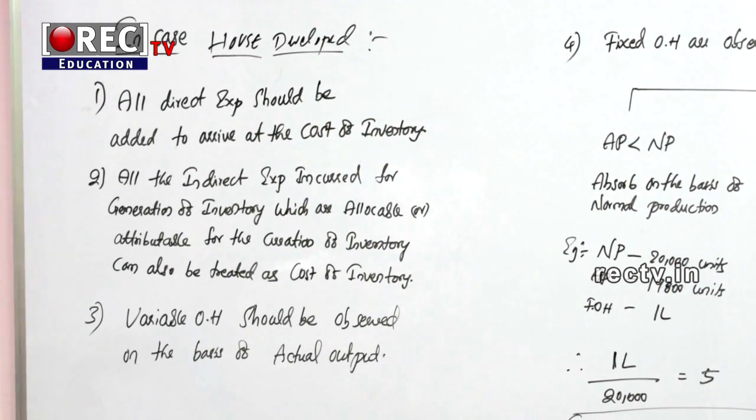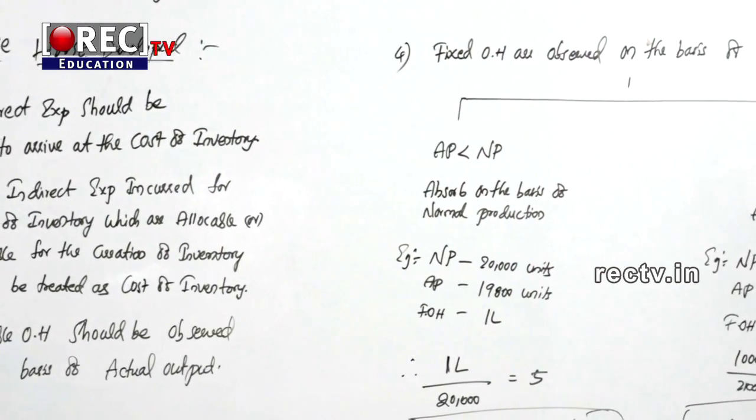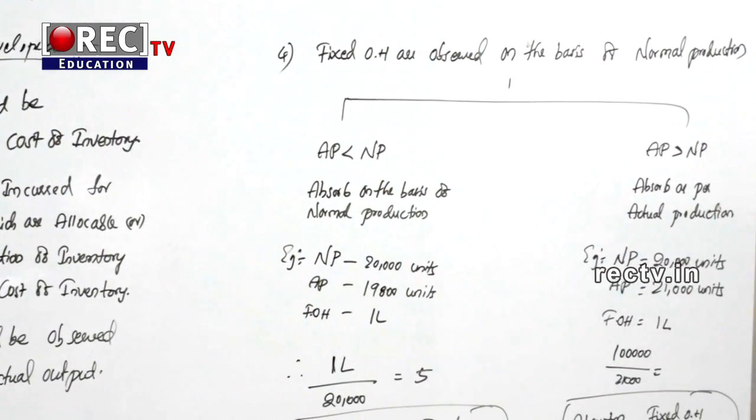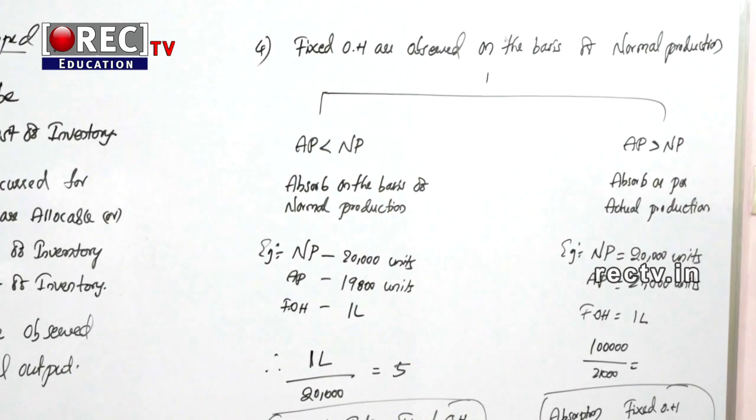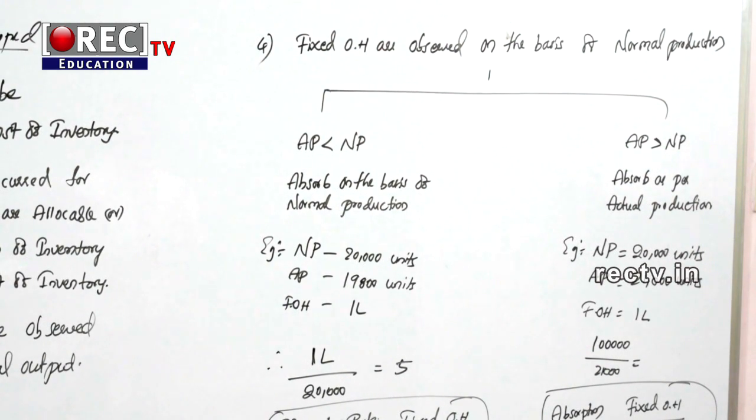And what is the fixed overheads portion? In case of fixed overheads, fixed overhead is absorbed on the basis of normal production. That is, it is divided into two parts: if actual production is less than normal production, or actual production is greater than normal production. In case actual production is less than normal production, it is absorbed on the basis of normal production.